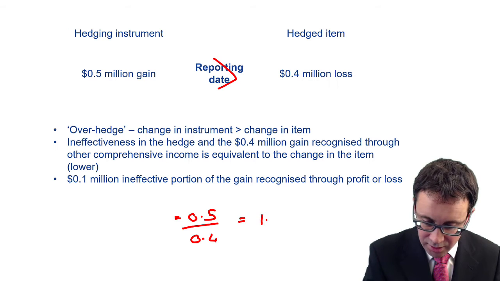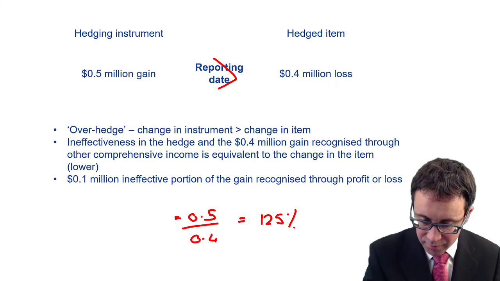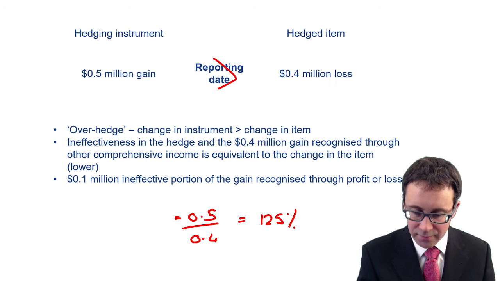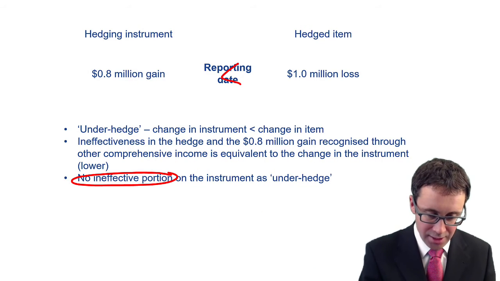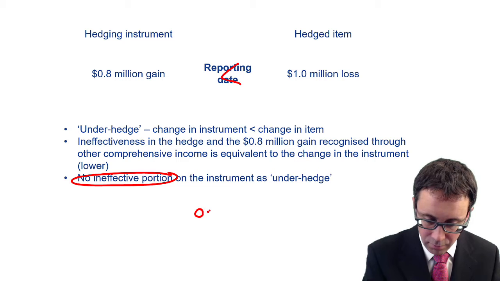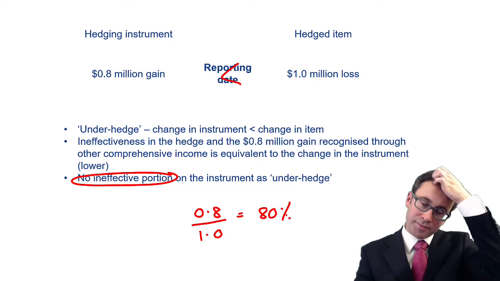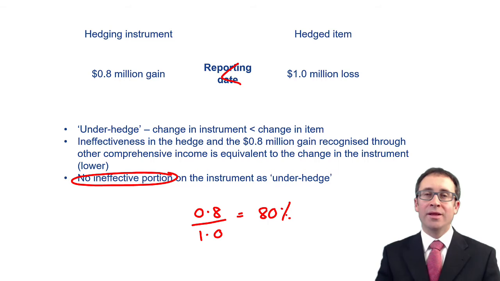That gives me there, is it 125%? So that's on the limits, but it's still effective. And then here, 0.8 divided by 1. Oh, I'm not even going to tap that on my calculator. That's 80% effective. Okay, so it's still within the limits.